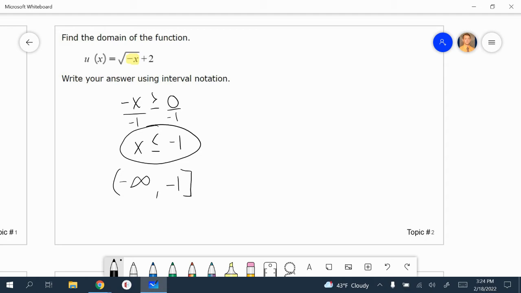Let's say that this was changed up a little bit. Let's say that we had -x plus 2 all under there. You'd set it up the same way. We just have to do -x plus 2 is greater than or equal to 0, because whatever's under the radical has to be greater than or equal to 0. And then you would just solve for x there. So you'd have to subtract 2 from both sides, then multiply or divide by -1. Flip your sign around when you do that, and you'll have your interval notation.